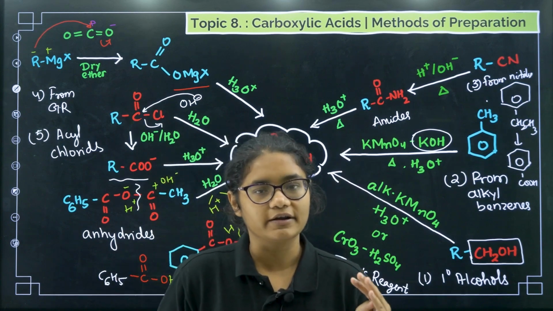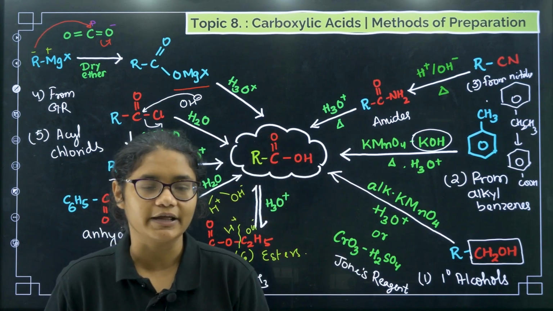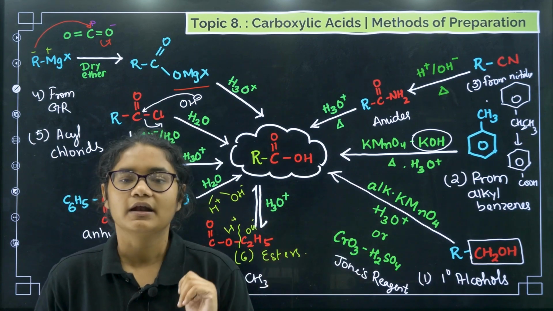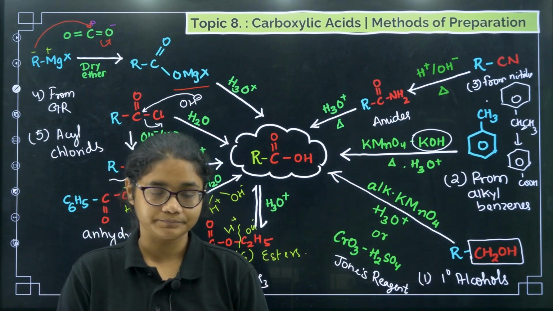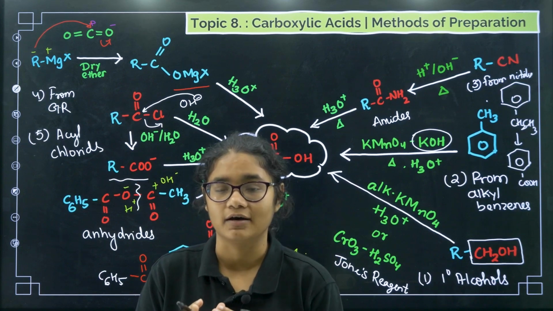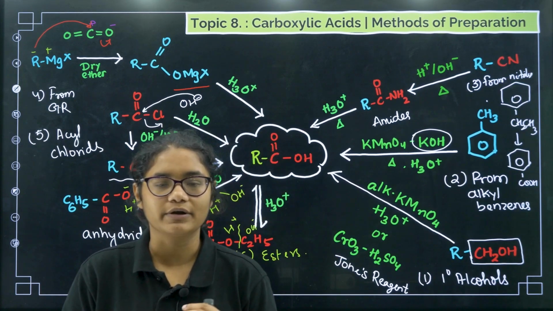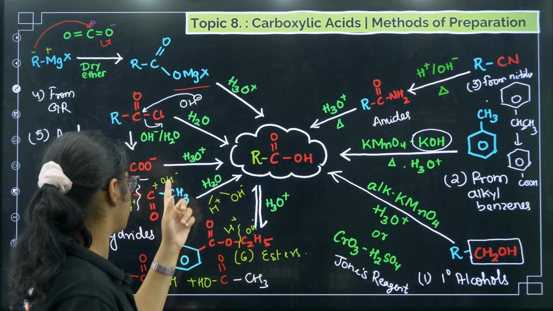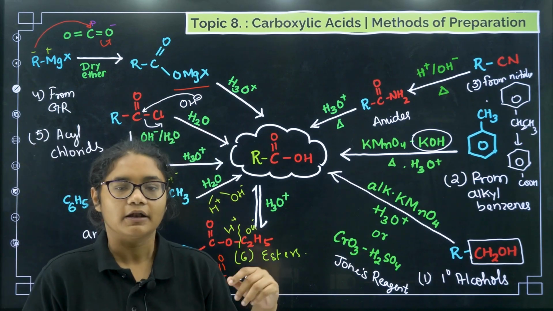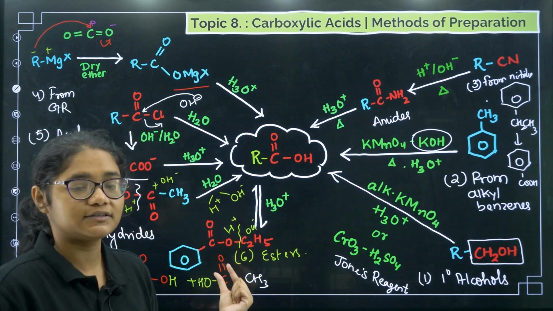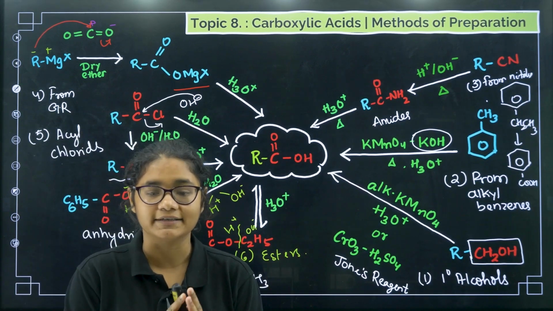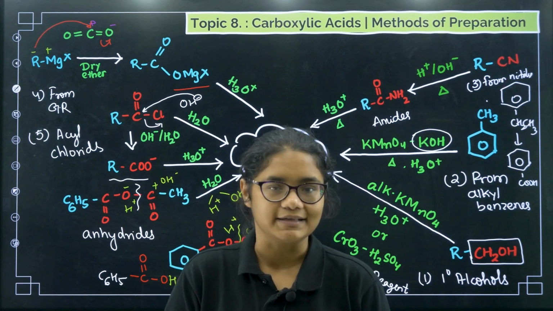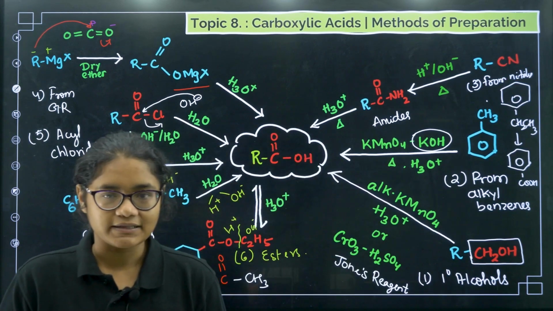Next, fourth is from Grignard reagent. If you treat Grignard reagent with carbon dioxide, we will get again the carboxylic acid. Now the fifth one is from your acid chlorides or anhydrides. For acid chlorides you can simply treat them with water, and anhydrides also you can simply treat with water. Now coming to esters, you treat them with acidified water, that is H3O plus. This will give you alcohols and carboxylic acids. So six methods of preparation done.